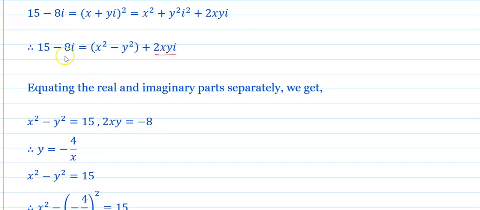That is, this is the imaginary part, we equate it with this, and this is the real part, we equate it with the real part. Hence you are getting x square minus y square is 15 and 2xy is equals to minus 8. But what is the value of y? y is equals to minus 8 upon 2x, and hence y is equals to minus 4 by x.